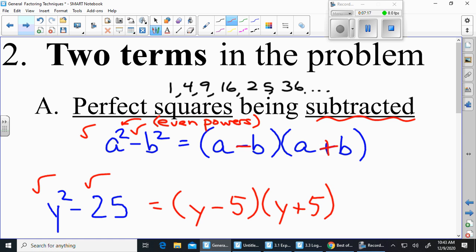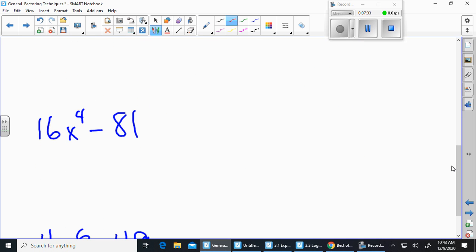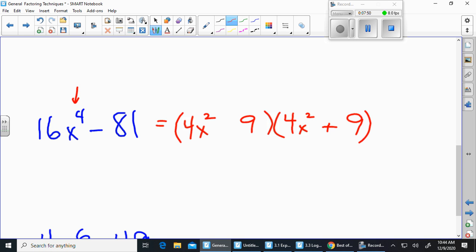I square root. So again, we've done these. 25x squared minus 81. Those are perfect squares. 5x, 5x, 9 and 9, 1 plus, 1 minus. 16 and 81 are perfect squares. That's even. So it's a perfect square. I square root. 16 is 4. X4 is x2 and x2. 81 is 9. 1 plus, 1 minus.